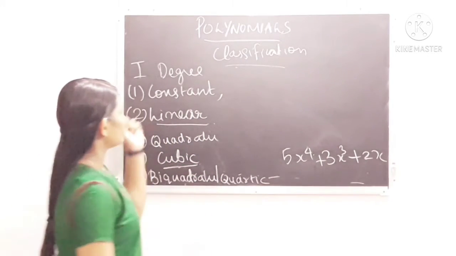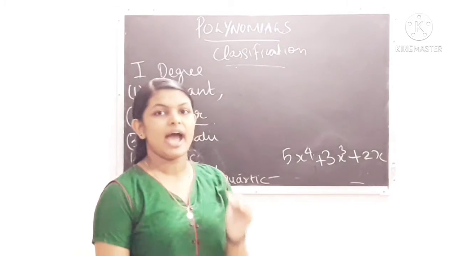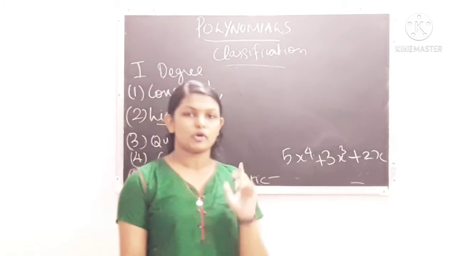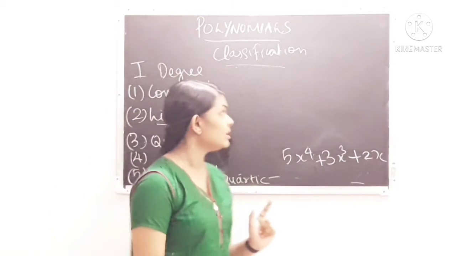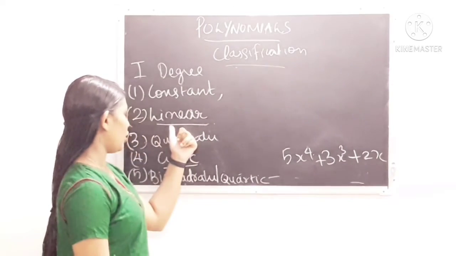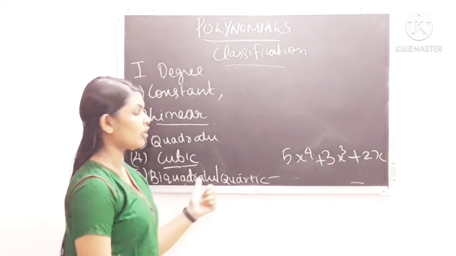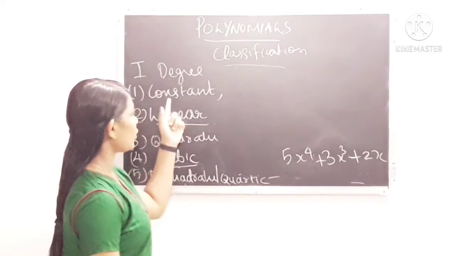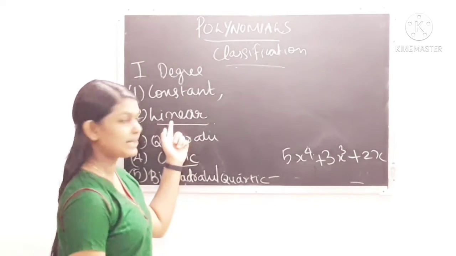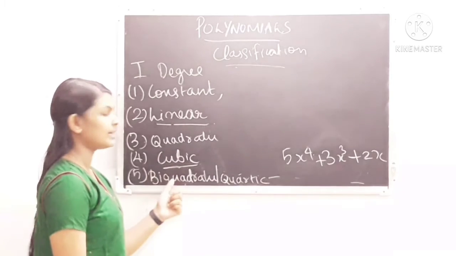Okay. So this class, the polynomials can be classified based on two criteria. First is based on the number of terms. We can classify it into monomial, binomial, and trinomial. And based on the degree, we can classify into constant polynomial, linear polynomial, quadratic polynomial, cubic polynomial, and biquadratic or quartic polynomial. Constant polynomial has its degree 0. Linear polynomial, the degree of the variable is 1, and quadratic, the degree is 2. Here it is 3 and here it is 4.